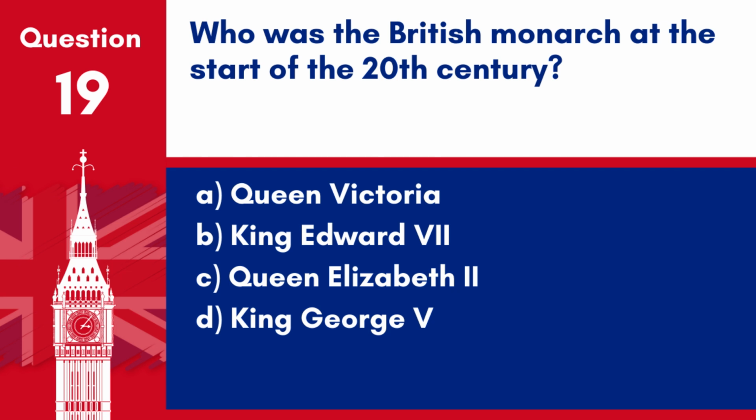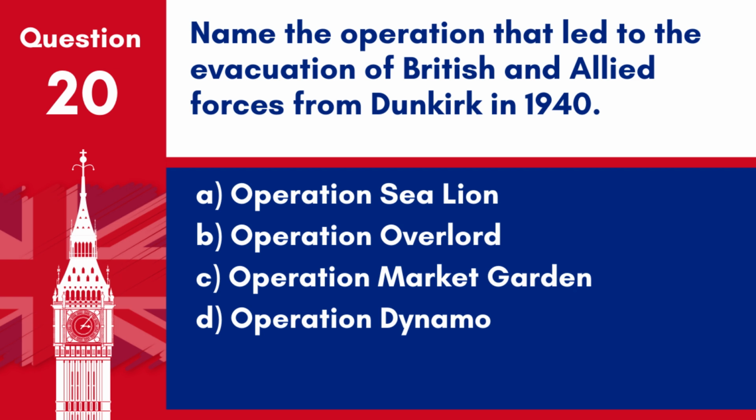Answer B. King Edward VII. King Edward VII was the British monarch at the start of the 20th century, succeeding Queen Victoria in 1901. Question 20. Name the operation that led to the evacuation of British and Allied forces from Dunkirk in 1940.